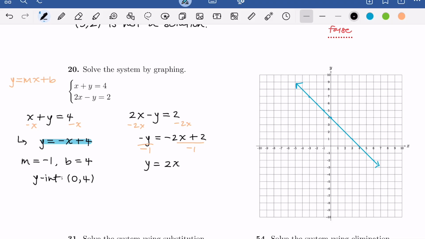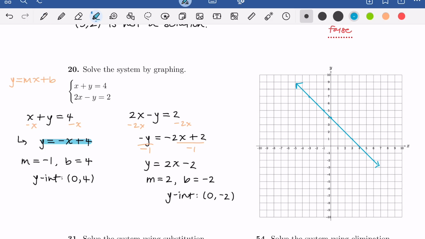So that'll give us a -2. Dividing by -1 on both sides of our equation just changes the sign of both sides of our equation. All right, so our slope in this case is going to be 2 and our b value is -2. So our y-intercept is going to be 0, comma -2.